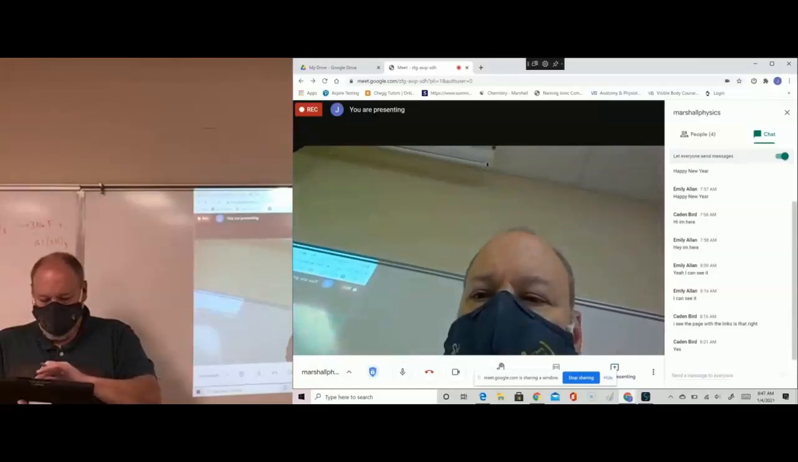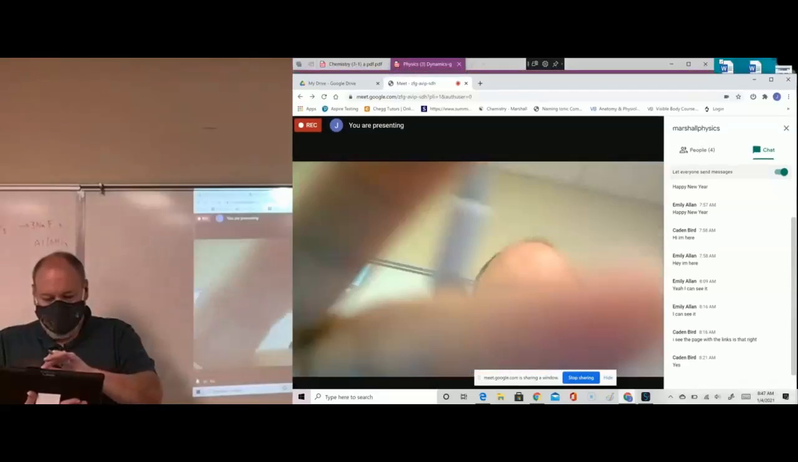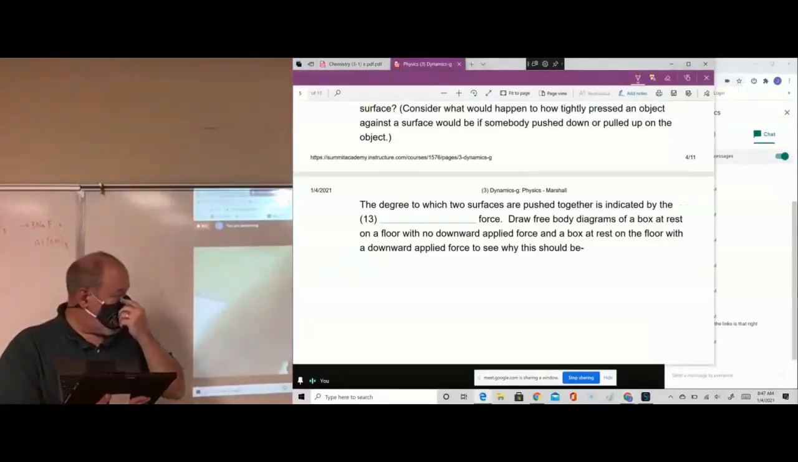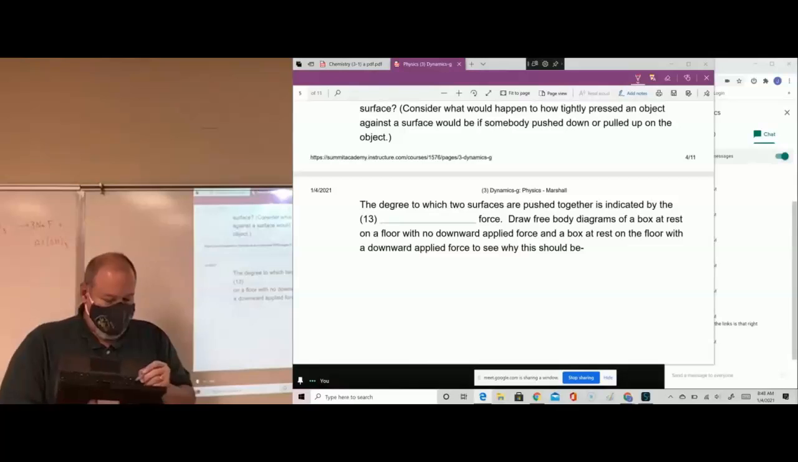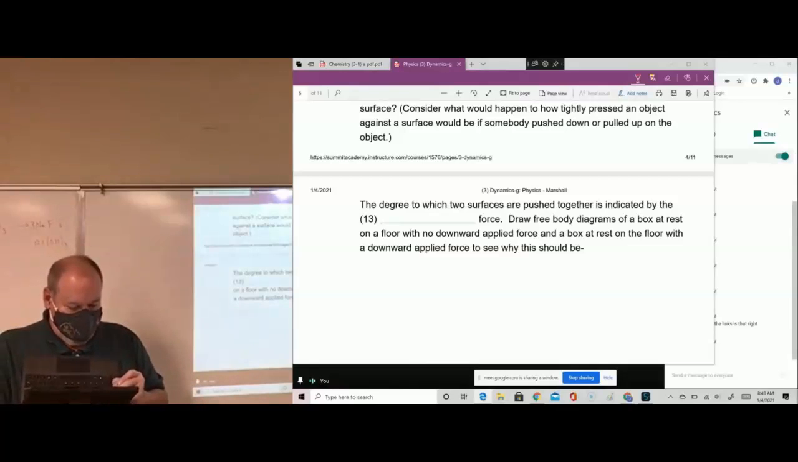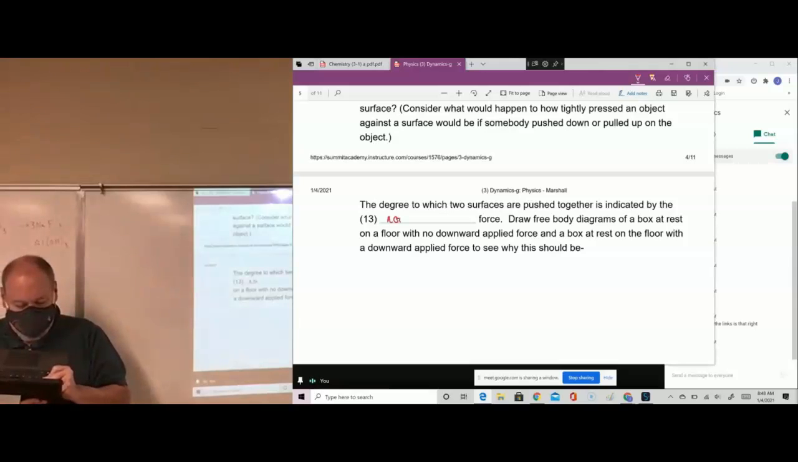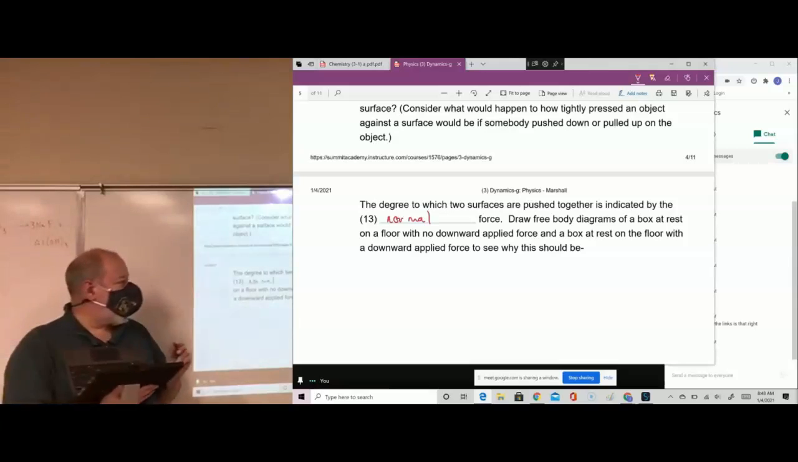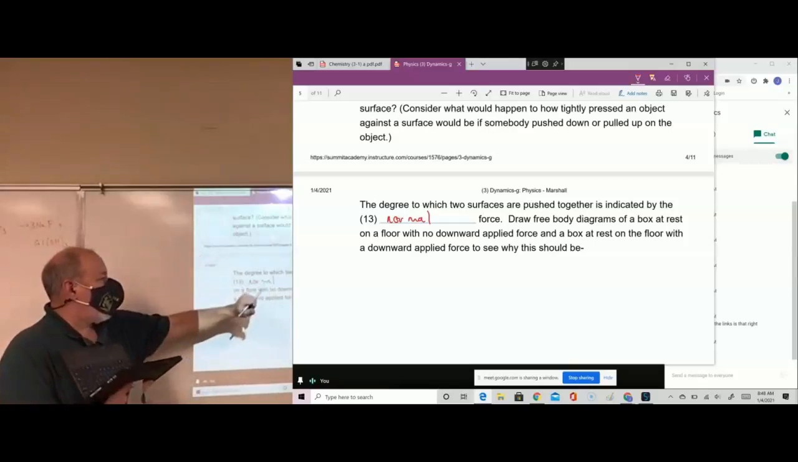Applied. The applied force is actually in the horizontal direction, right? We're talking about in the up and down direction. Friction force. In the up and down direction. Normal force. We're going to use the normal force. And here's why we're going to do that. The degree to which two surfaces are pushed together is indicated by the normal force.